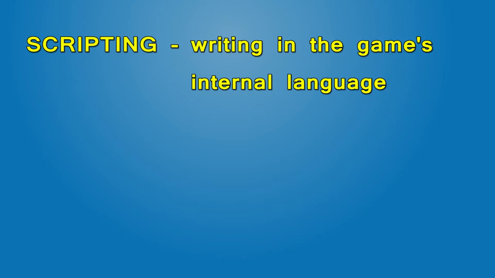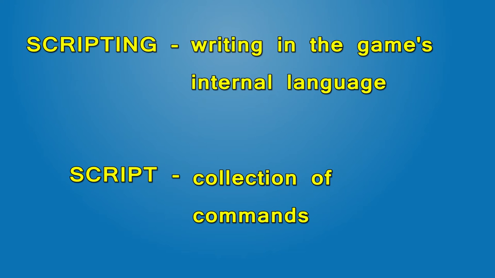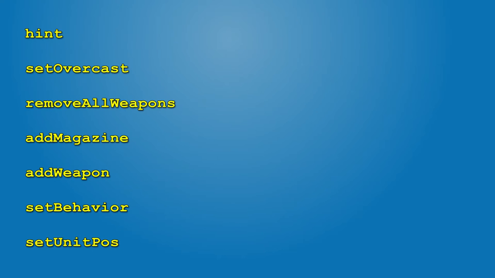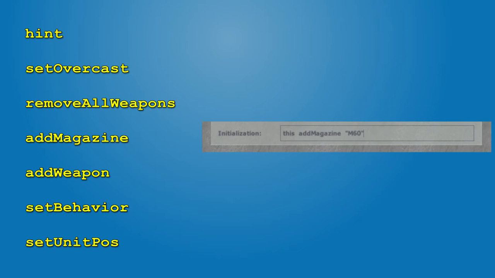As you can see, scripting is writing in the game's internal language in order to modify its state. Ultimately, it is used to create custom events in a scenario. Script, or code, is composed of instructions, commands, like the ones we've just used. In order to work, they need to be written in places where the game is parsing user input, like initialization fields.